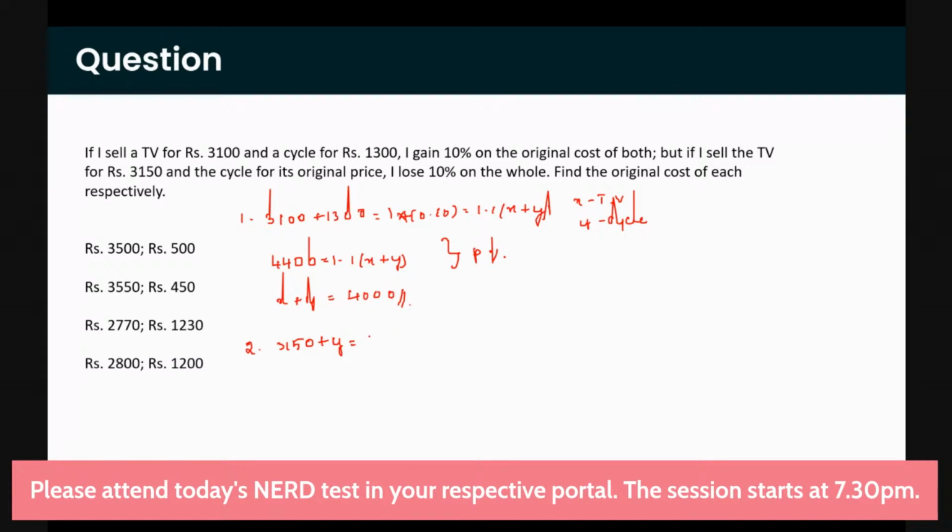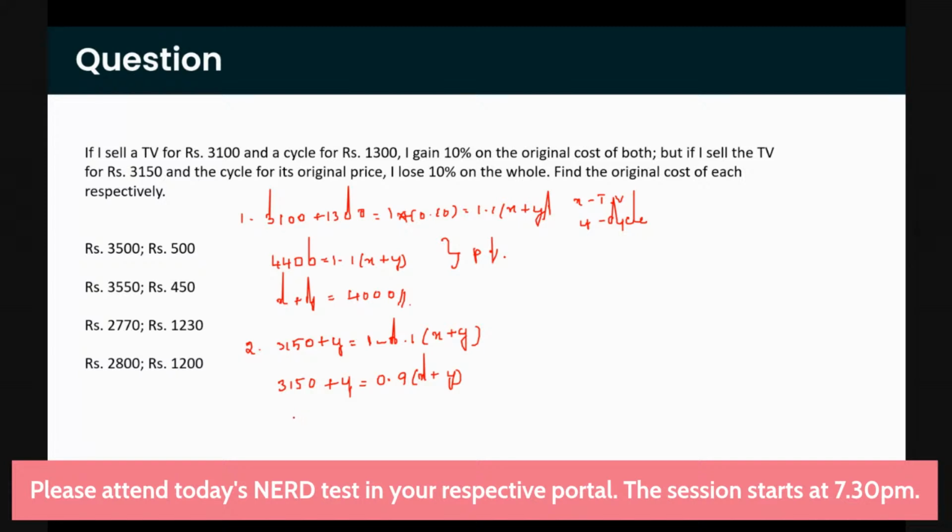Got it? So out of 1, the loss. In the above profit condition we added 0.1, because it was a profit. Here it is a loss, 10%. So 1 minus 0.1 into x plus y. So 3,150 plus y equal to 0.9 into x plus y, since 1.0 minus 0.1 is equal to 0.9.